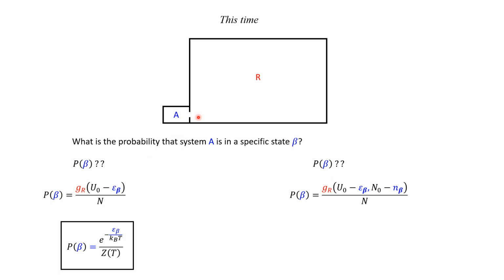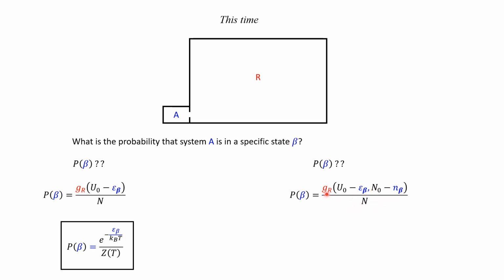Now we're gonna again poke a hole between the two systems so as to put them in diffusive contact. So now we're going to assume both diffusive and thermal equilibrium, and we're going to ask again what is the probability that system A is in a specific state beta. And again, this probability is given by the number of times state beta appears in the list divided by the number of states in the list.